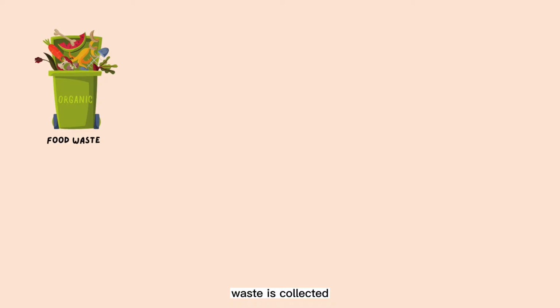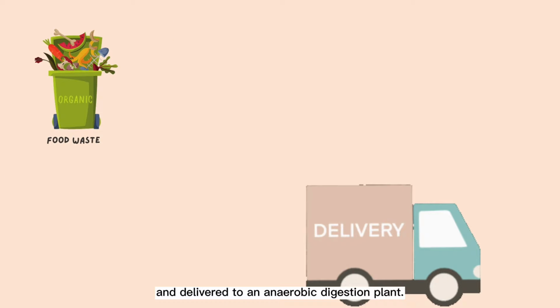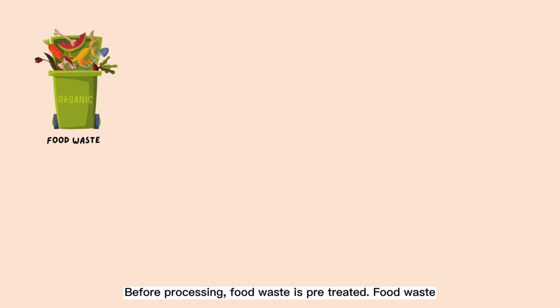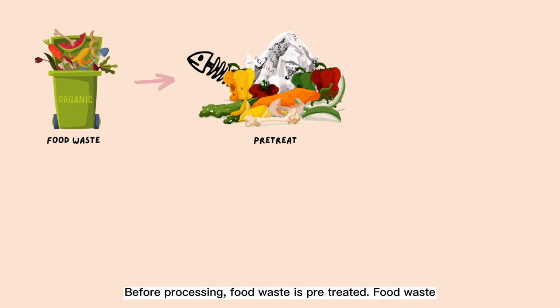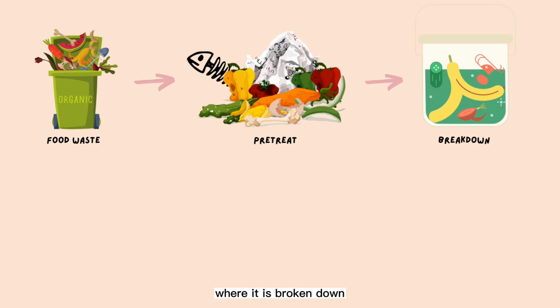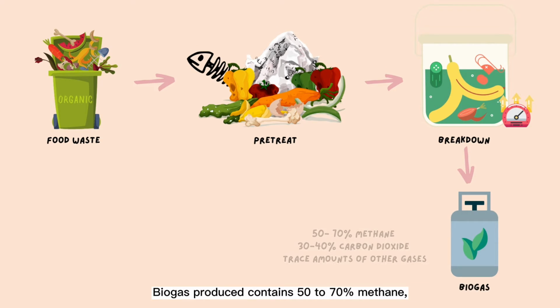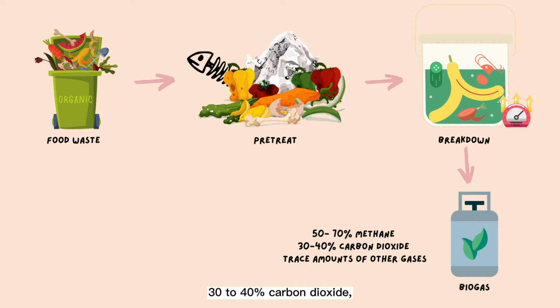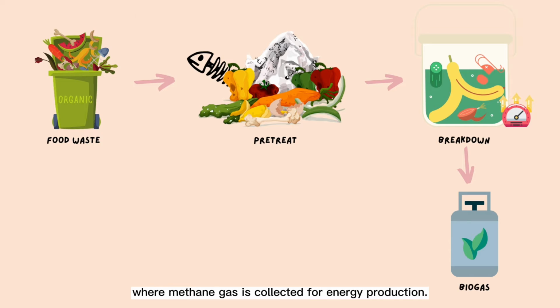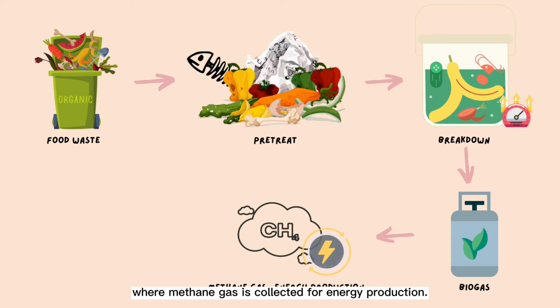First, food waste is collected and delivered to an anaerobic digestion plant. Before processing, food waste is pre-treated. Food waste is then deposited in an anaerobic digestion container, where it is broken down by natural microbes and the process is hastened due to the tank's temperature and conditions. Biogas produced contains 50 to 70% methane, 30 to 40% carbon dioxide, and trace amounts of other gases, where methane gas is collected for energy production.